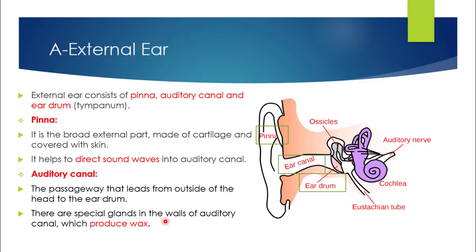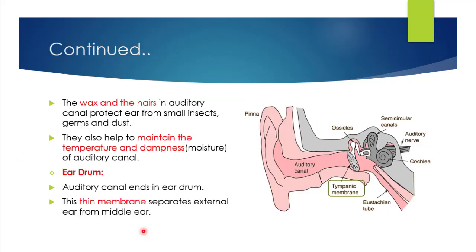There are some special glands in the walls of the auditory canal which produce wax. Now what is the function of this wax? The wax and the hairs, there are some hairs also present in our ear. So the wax and the hairs in the auditory canal protect the ear from small insects, germs and dust that may enter into our ear. So the main function of wax and hair is to prevent the entrance of small insects, germs and dust into our ear. They also help to maintain the temperature and dampness, which means moisture, of the auditory canal.